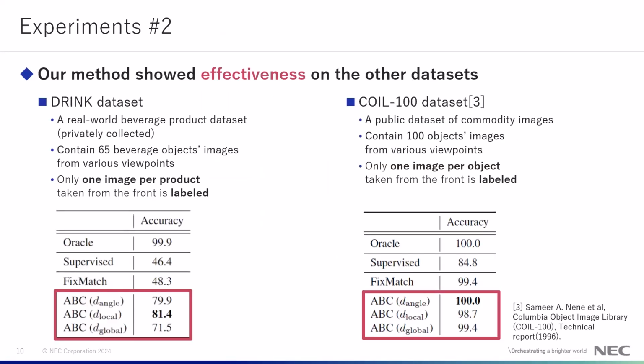This is also the result of other datasets, the Drink dataset and the COIL dataset. The Drink dataset is a privately collected beverage product dataset, and the COIL dataset is a public dataset of commodity images. In both datasets, one image per object taken from the front was selected as labeled, and the remaining were used as unlabeled. In the Drink dataset, ABC outperformed all the other methods, and in the COIL dataset, our method achieved almost the same accuracy as FixMatch. This indicates that our method ABC was effective on the other datasets.